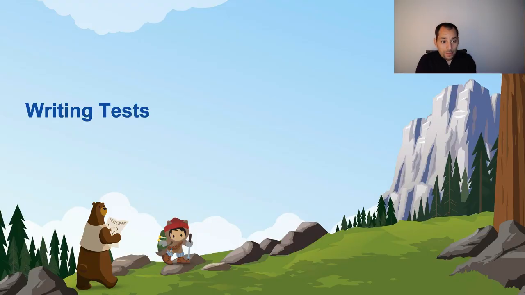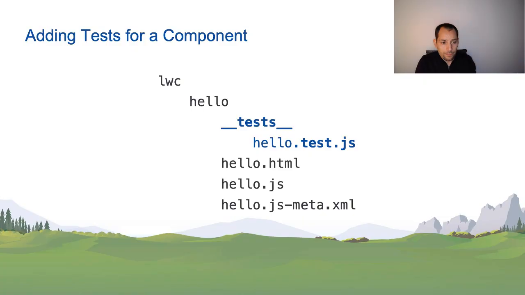Right, so let's now switch into how we can write tests. The first thing we're going to look at is the structure of our test files. Remember, we are running in a DX project, and the first thing you'll have to check is your LWC component folder. And then the second level, where we have hello here, is where we have our components. So here we're testing a hello component, and the hello component has a bunch of files and folders in there.